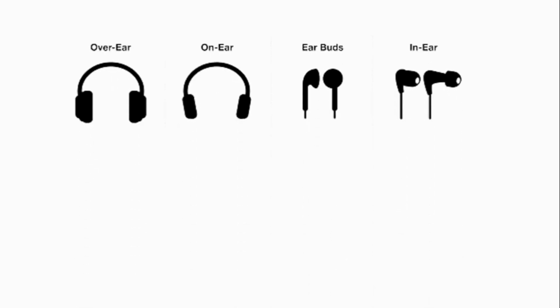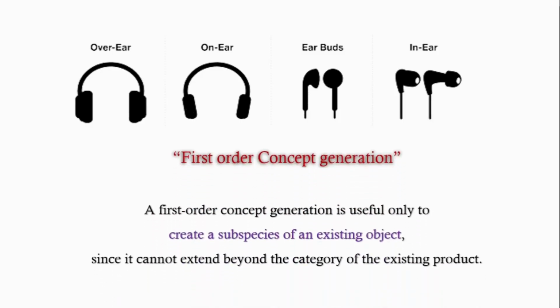Now let's try to understand more details regarding the first order concept generation. Here you can see there are different types of earphones: over ear, on ear, earbuds, in ear. So if I want to design earbuds, keeping the same concept, I will design different types of earbuds. So all these concepts will be considered under first order concept generation.